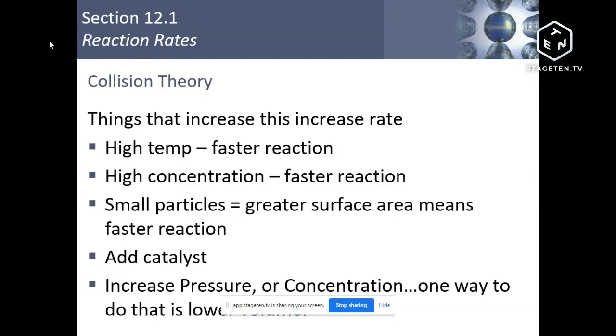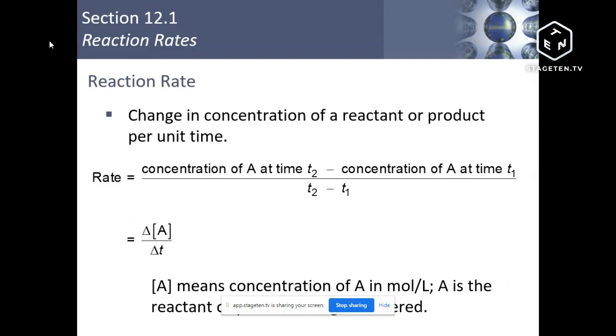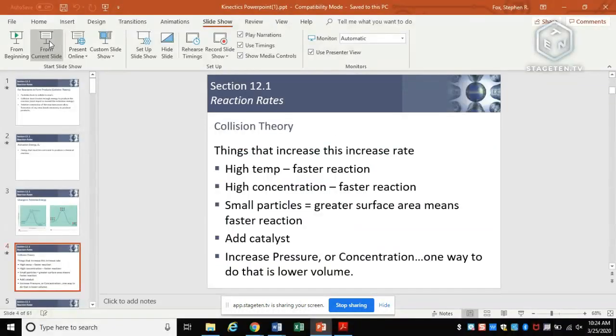So increasing the pressure is kind of the same thing as increasing the concentration. And it's also kind of the same thing as lowering the volume, right? If the particles have less space, they will collide more often, and that means faster reaction. Okay. Any questions so far?